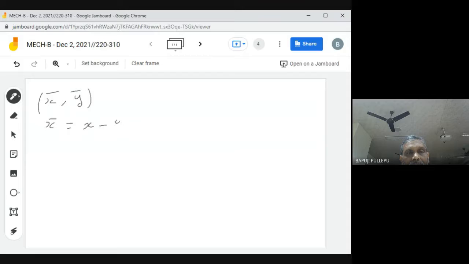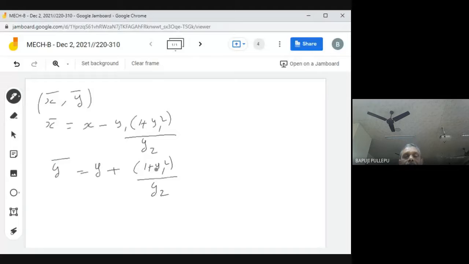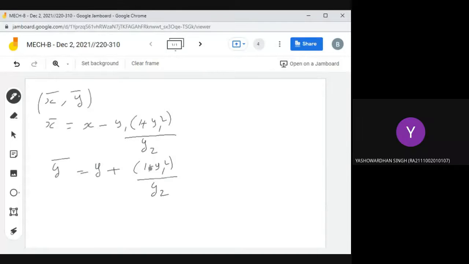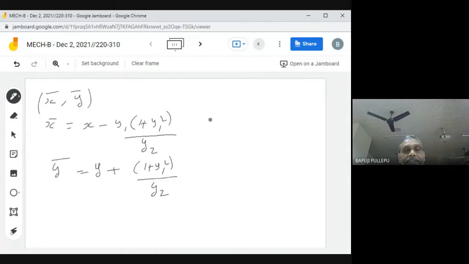x bar is equal to x minus y1 into (1 plus y1 square) by y2. y bar is equal to y plus (1 plus y1 square) by y2. Am I correct or not? Yes, sir. This is the center. Now, suppose they ask for the circle of curvature.